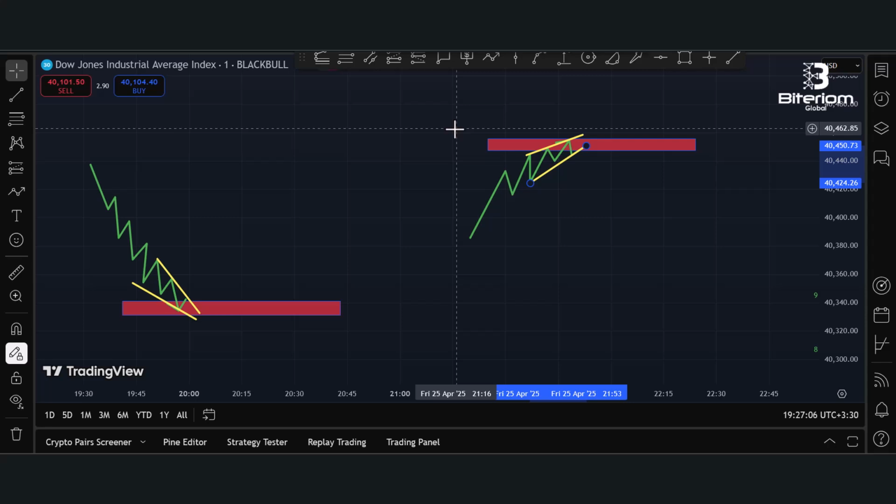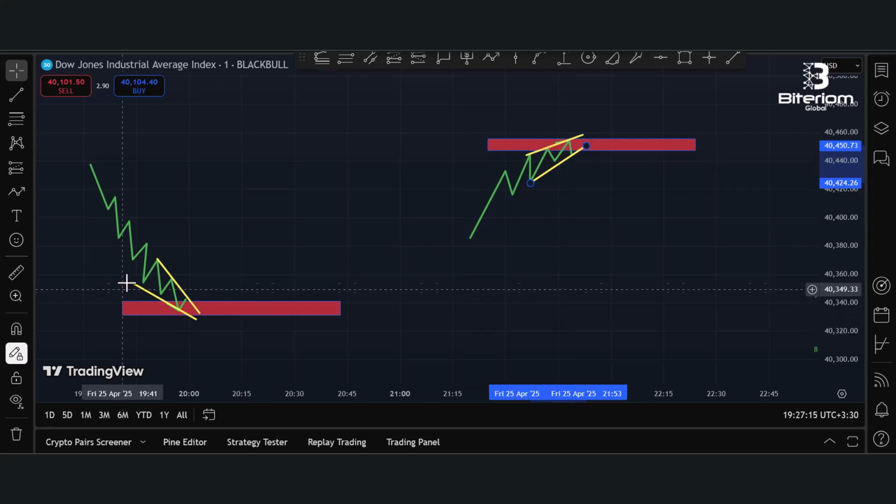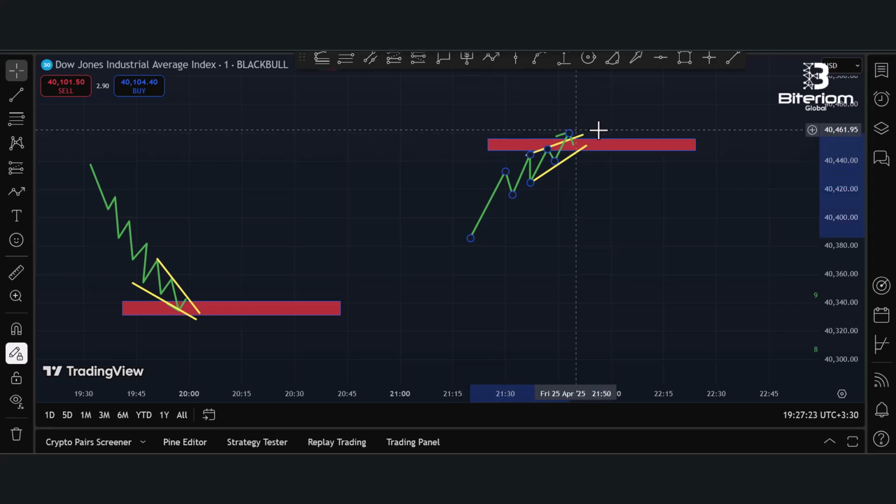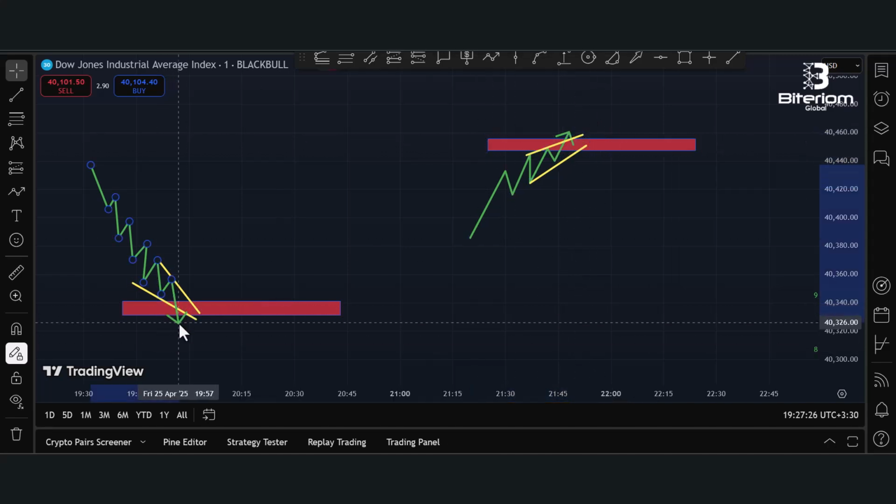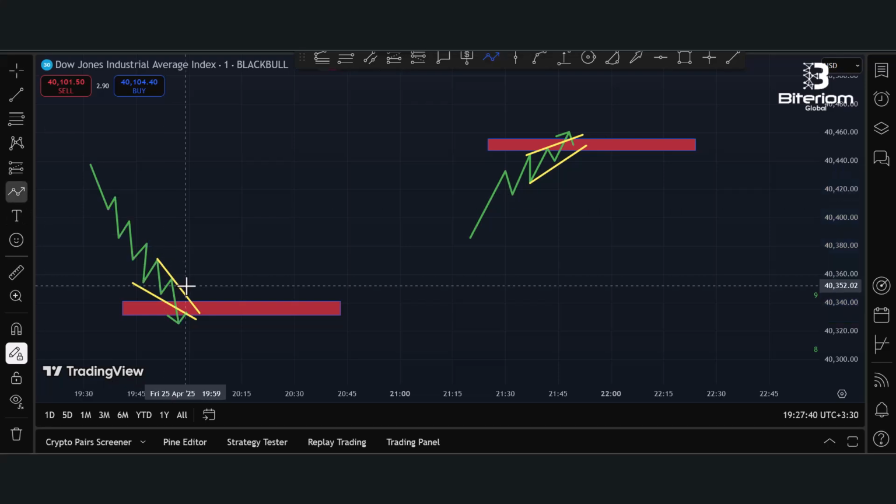After that, we can wait for 3 touches on this wedge, like this: 1, 2, 3, 1, 2, 3. If the third touch moves higher than the resistance or lower than the support zone, it's better for this strategy. After the third touch, we want to wait for the break, guys. After the break of this wedge or trend line, we want to wait for change of character.